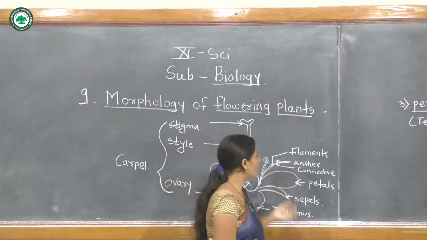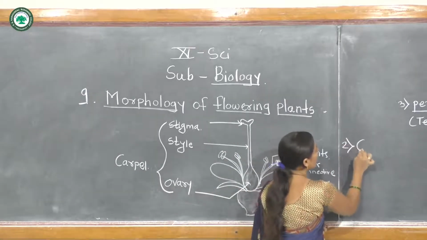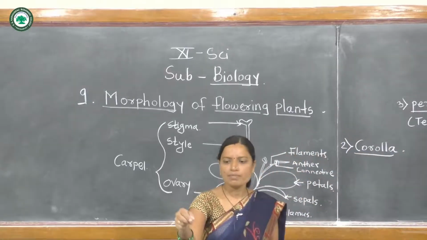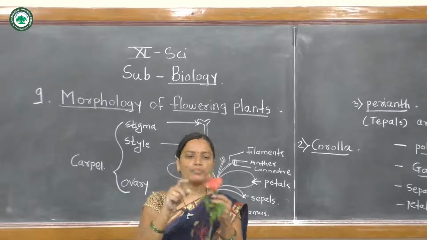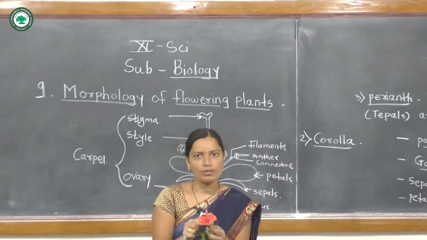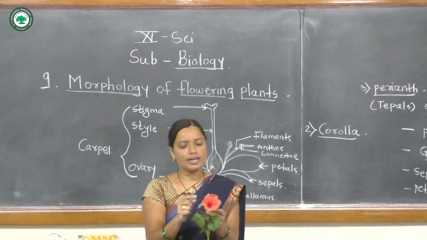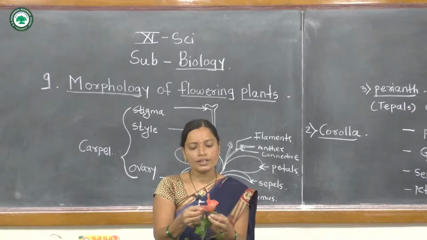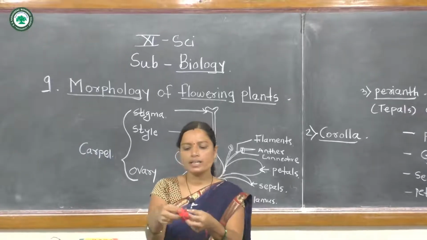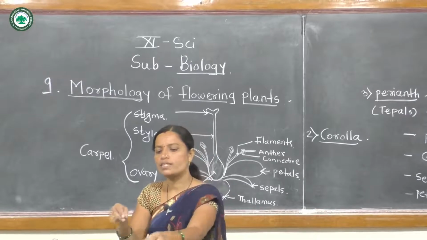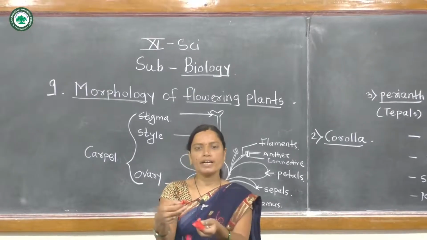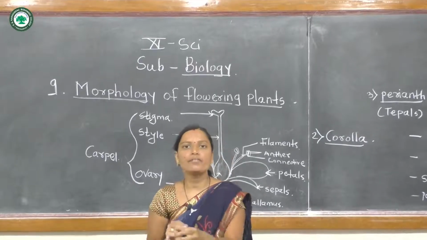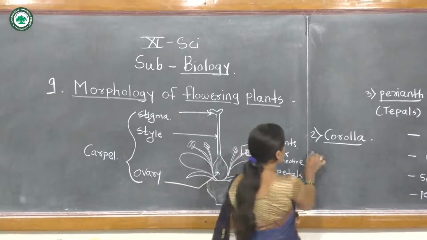Now the second part is the corolla of the flower. In the hibiscus flower, showing this corolla, it is a colorful and attractive part of the flower. In some plants the corolla is fused, but in the hibiscus flower it is free. The petals can easily separate from each other, and this type of condition is called the polypetalous condition.